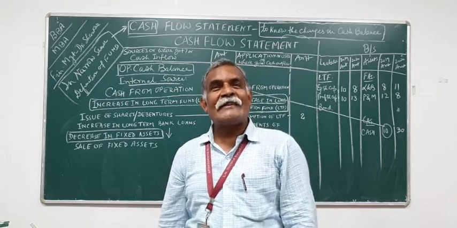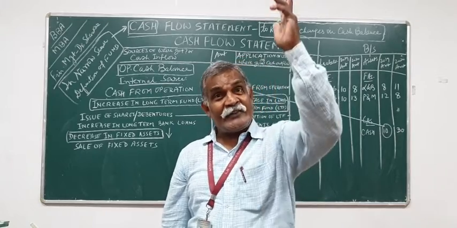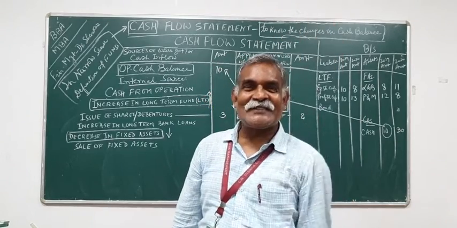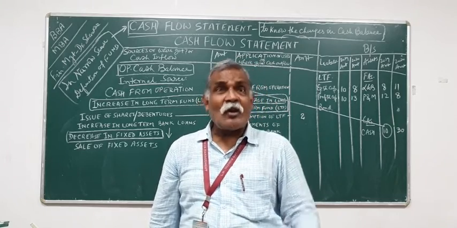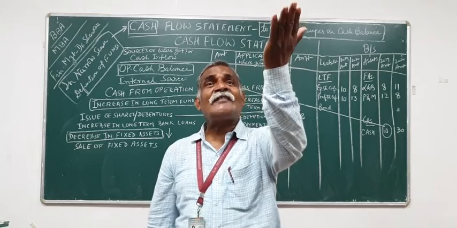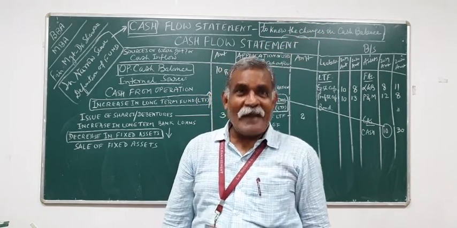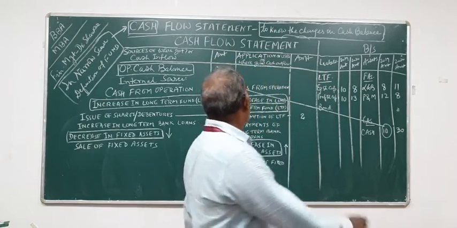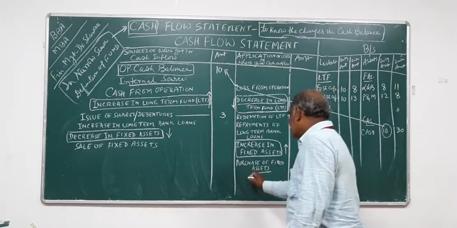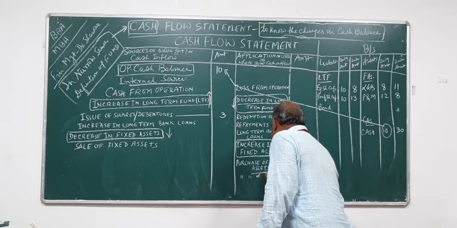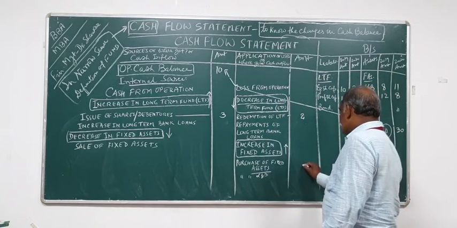So which side do you want to write? On the application side. Which impact, decrease or increase? Increase. Increase of what? Fixed assets. So if there is an increase in fixed assets, it will be an application. An increase means purchase. So, increase in fixed assets means purchases of fixed assets. Purchases of fixed assets means purchases of land and building. Land and building is how much? 3 rupees.